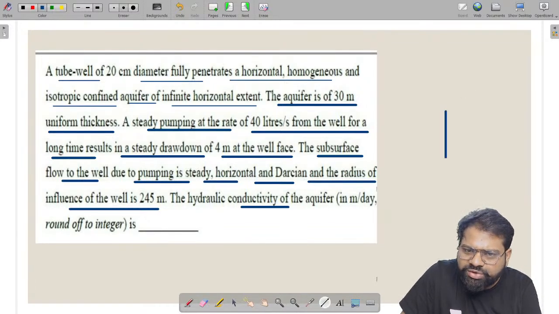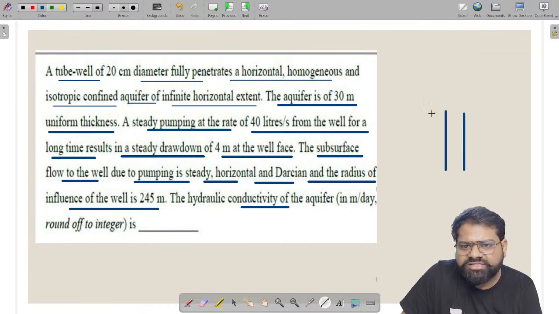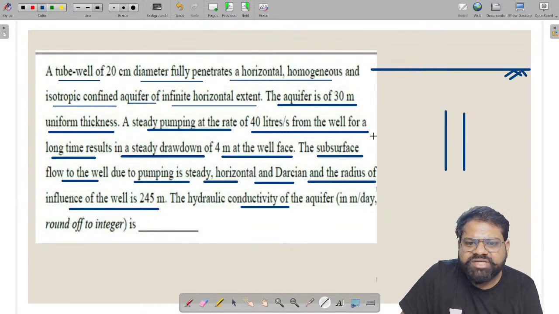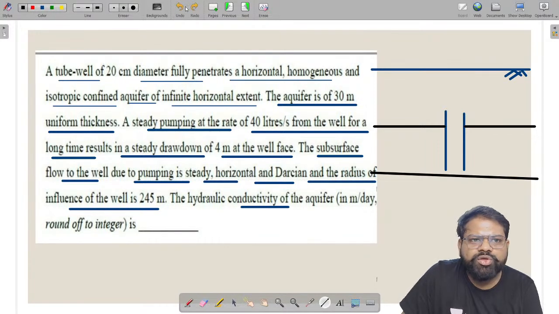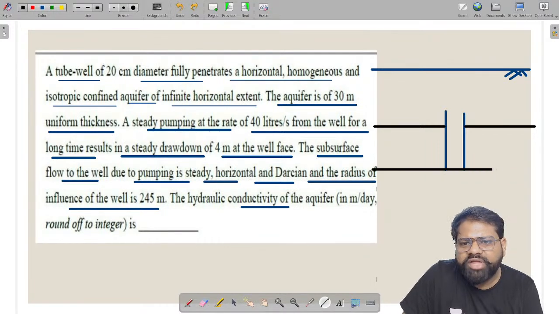So it's a very easy question. You can easily solve this. Suppose this is the ground surface and this is the aquifer. Suppose this is the confined aquifer. So what you do in the confined aquifer case, you penetrate your well to the entire thickness. So this is basically the confined aquifer.